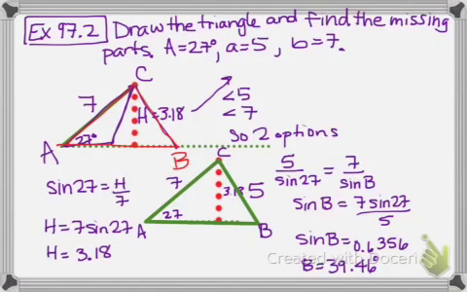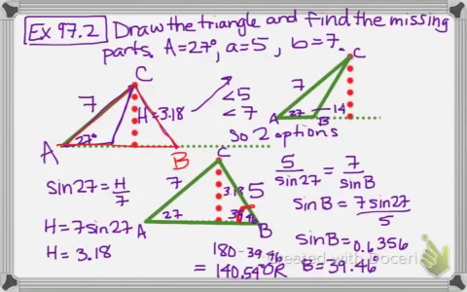So we know that B is 39.46 degrees, but we also know that there's another option. None of the numbers are going to change here except for angle B. In order to get the other angle B, all you have to do is subtract it from 180. So when we subtract 39.46 from 180, we get our other angle measure, which is 140.54. So here's our first triangle, and here's our second triangle, and our second triangle has the angle measure of 140.54.